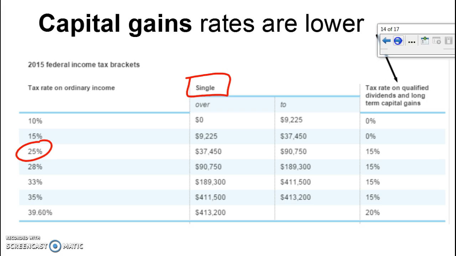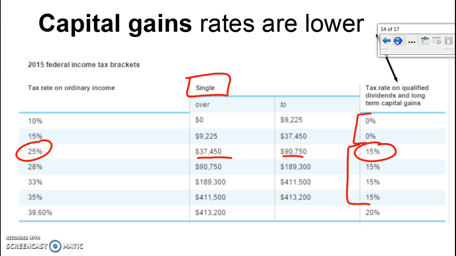So if your income is between $37,000 and $90,000, and you're paying a marginal tax rate of 25%, your qualified dividends and long-term capital gains rate will be 15%. So you pay a much lower rate on capital gains. And you can see that at the lower levels of income, people with capital gains pay nothing, all the way up to over $400,000 a year.